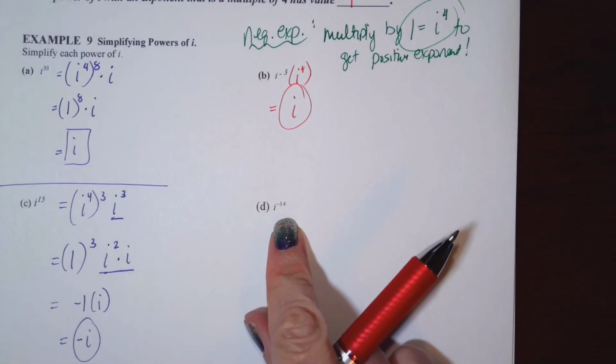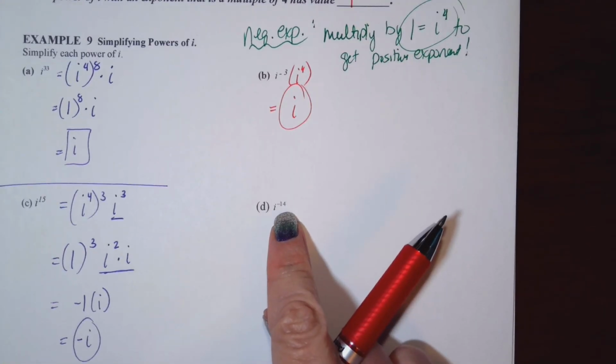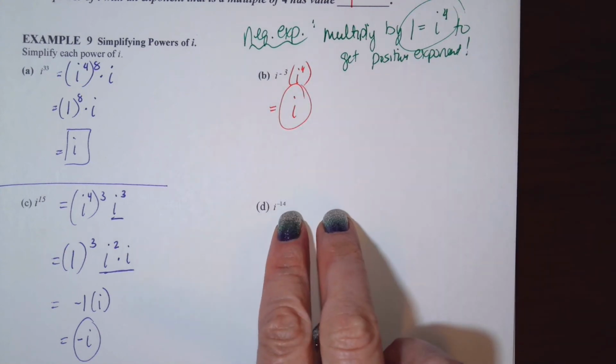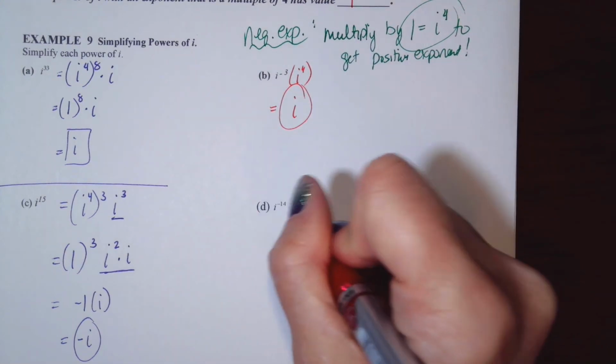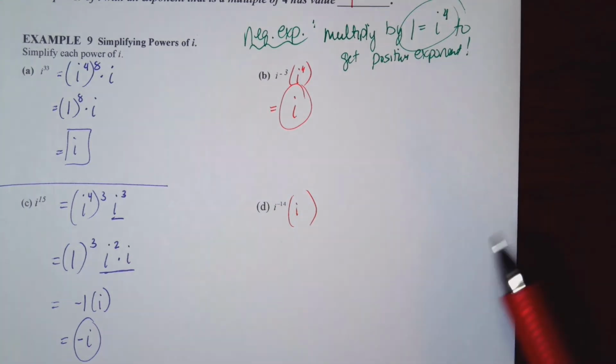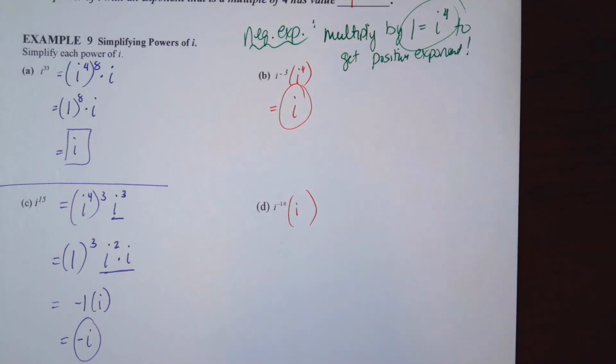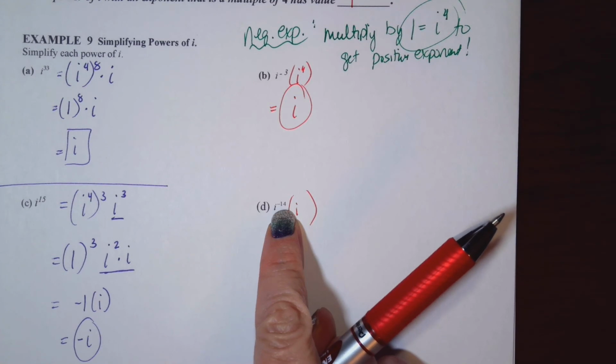Let's do one that's a little bigger. So I want to multiply by some value of I to the 4th that's going to give me an exponent that is positive. I know I'm going to be adding these exponents. So I to what exponent? Well, my multiples of 4: 4, 8, 12, 16, 20. Oh, I went too far. 16 and -14 is going to be a positive.